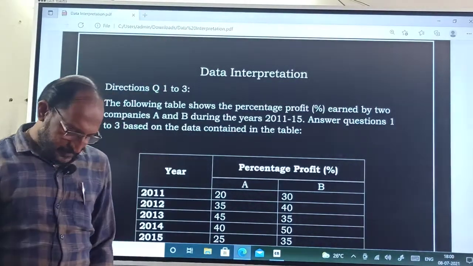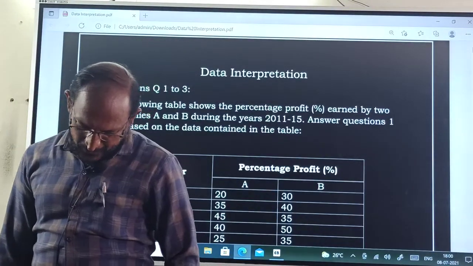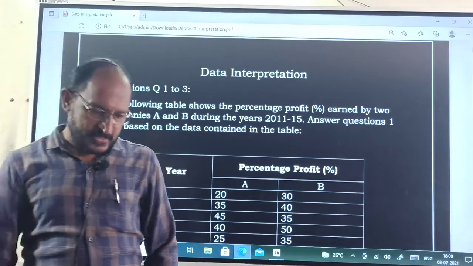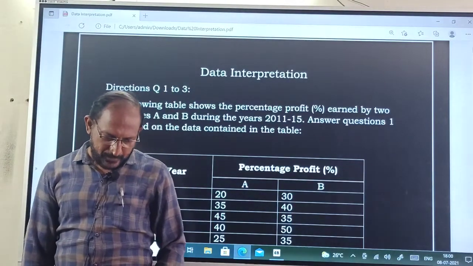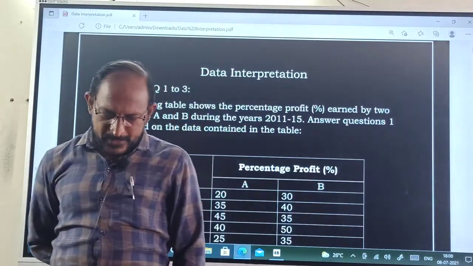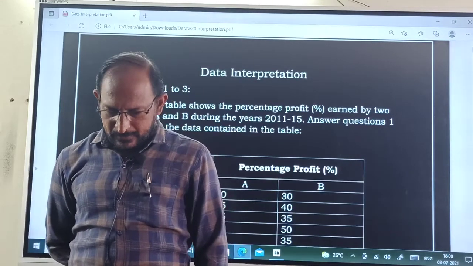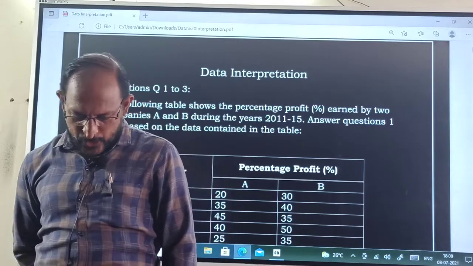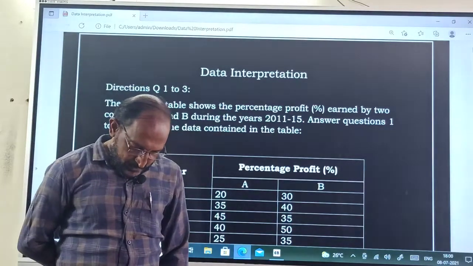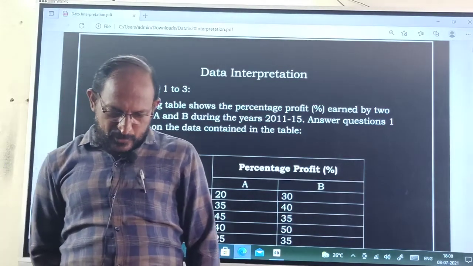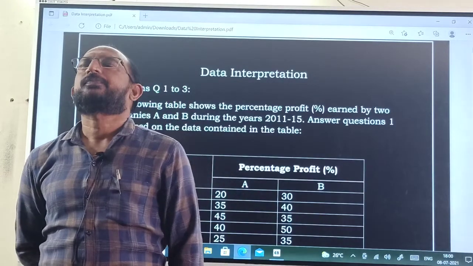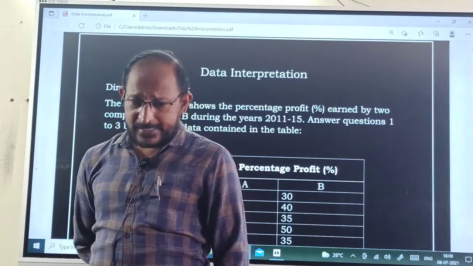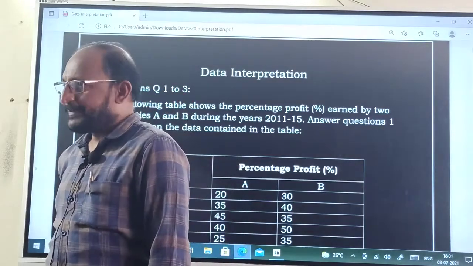Okay, dear friends, today we will discuss DI, data interpretation. We discussed two topics before: percentages, and ratios and proportions. These topics are useful in DI. So we'll discuss the problems one by one.